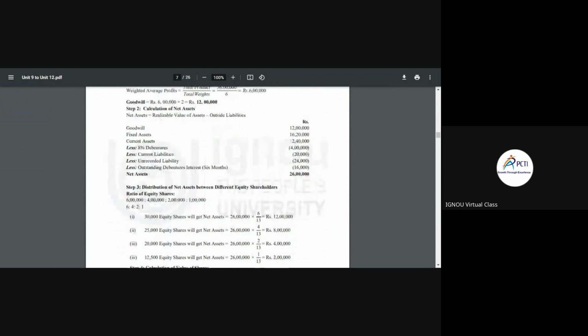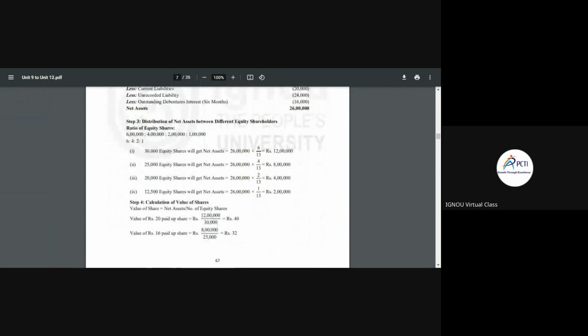Then in step 3 we have distribution of net asset between different equity shareholders in the ratio of equity shares. So 6 lakh, ratio 4 lakh, and 2 lakh, ratio 1 lakh. So the ratio will be 6, 4, 2, 1. So the 30,000 equity shares will get net asset equal to 26 lakh multiplied by 6 divided by 13. So it will be 12 lakh.